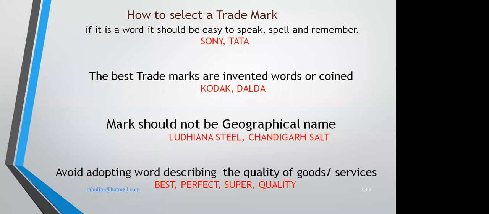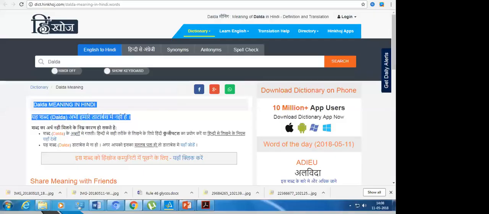A mark should not be according to a geographical name. No trademark is granted in the name of any place, any location, any guru, or any religion. Avoid words which describe the quality of the goods, like best, perfect, super quality. Such brand names cannot be granted.